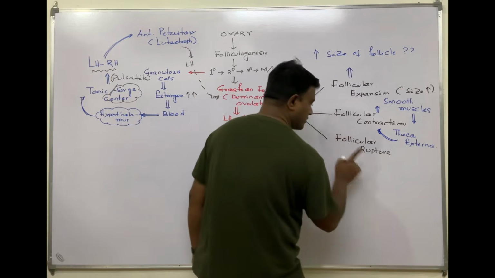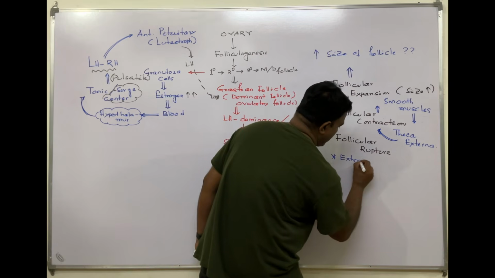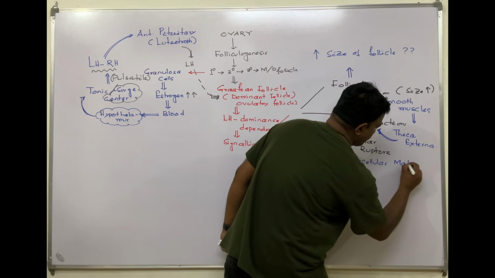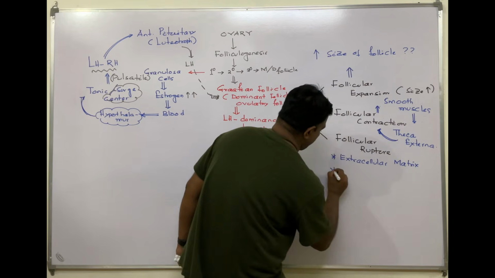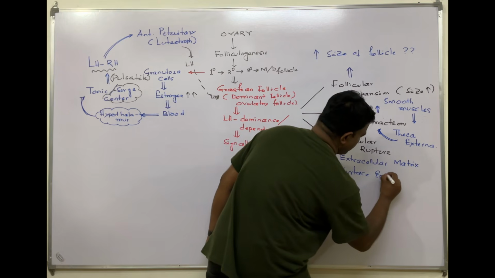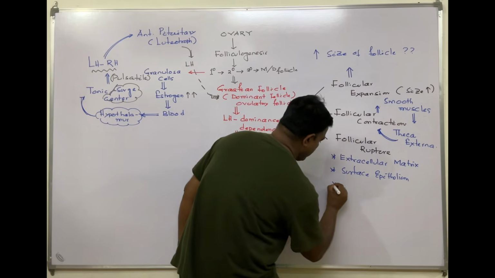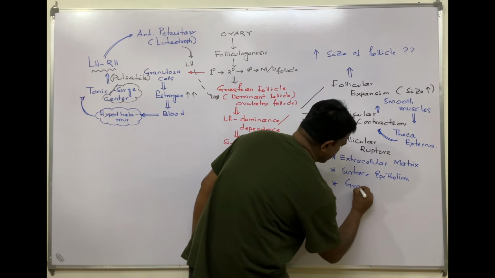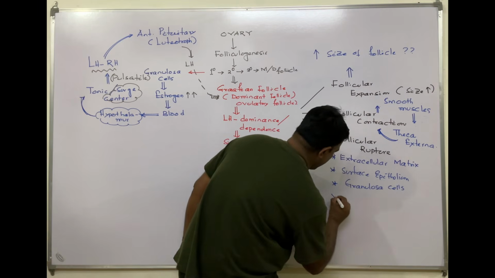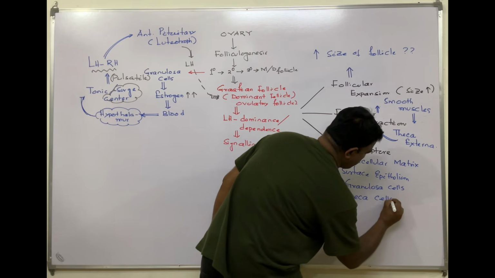So here, once I am saying rupture, it is the extracellular matrix that is going to show rupture, the surface epithelium of the ovary that is going to show the rupture. So how important this is. Then the granulosa cells, they are also going to show rupture. The theca cells which are present surrounding, they are also going to show rupture.